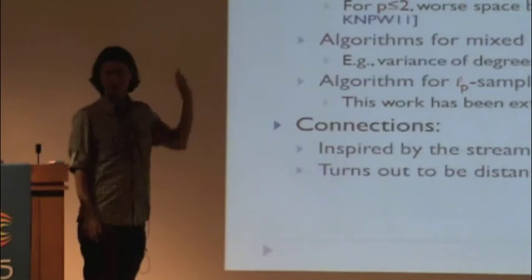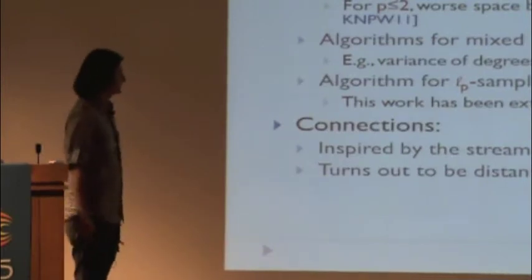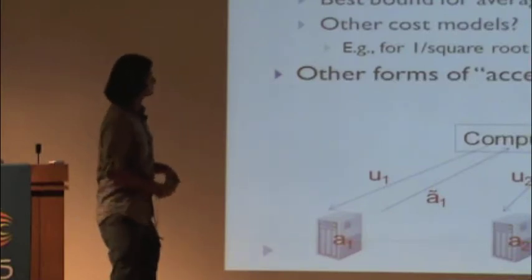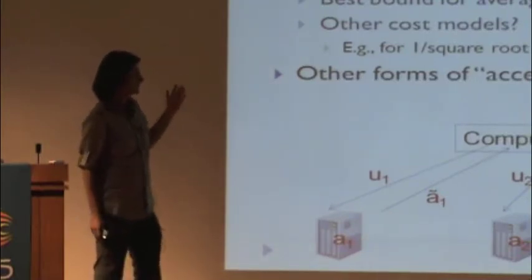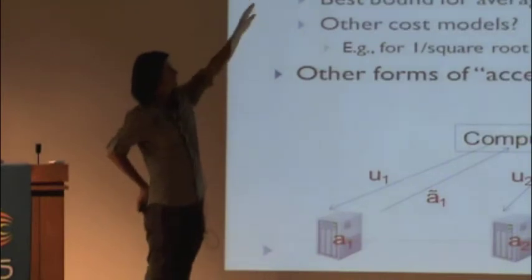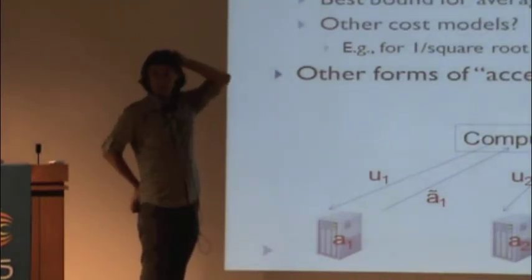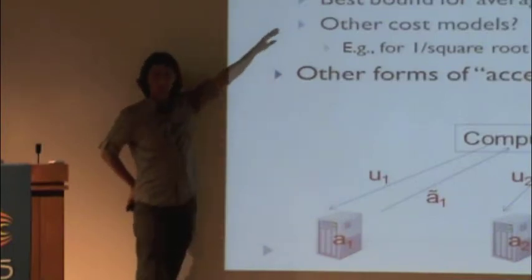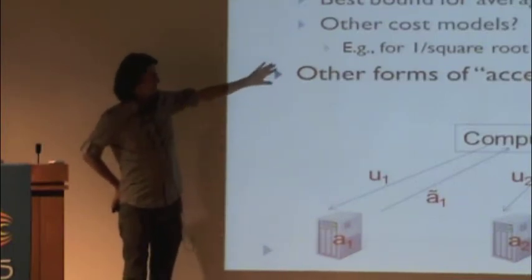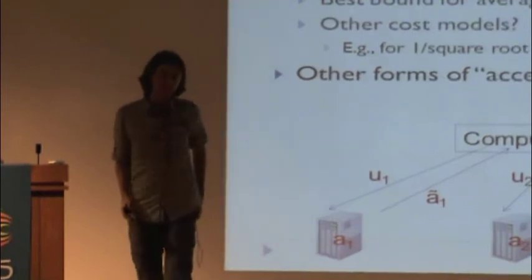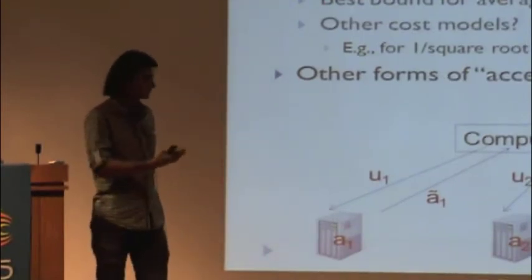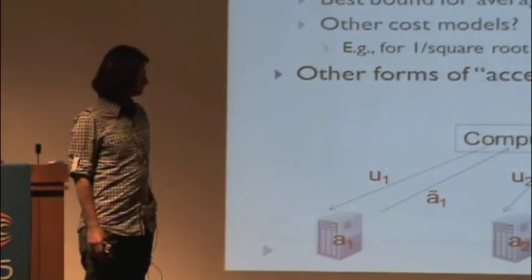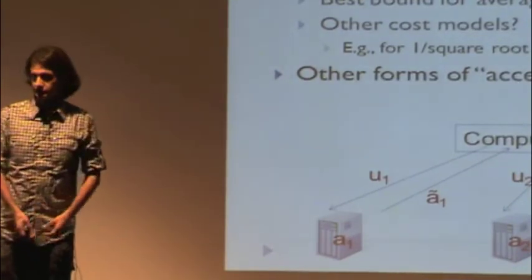Some related work, it's not in a vacuum, of course. This is really the concluding slide, where we mention several questions that I find interesting. One is whether there are other applications for the sampling framework, getting better algorithms, or in general, can we think of other forms of access to these numbers to get better estimators? Okay, I guess I'll finish here. Thank you.